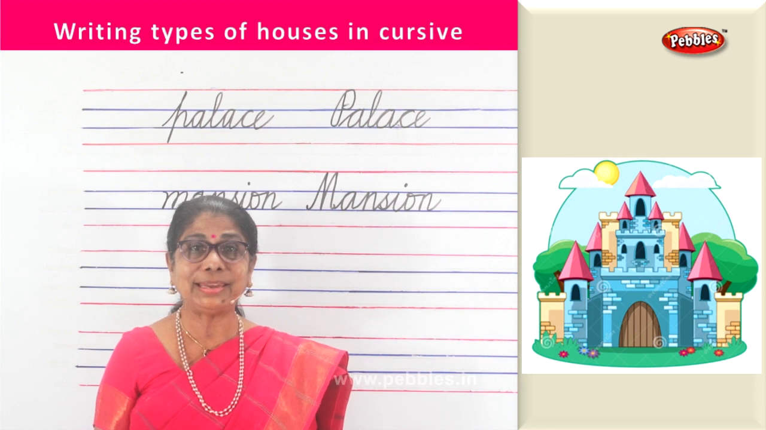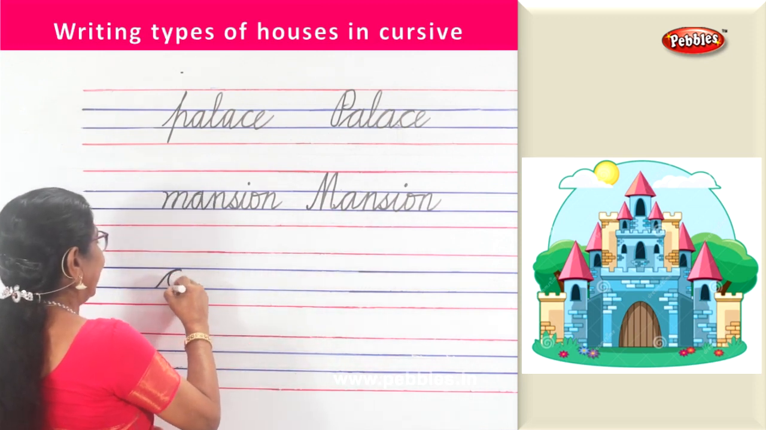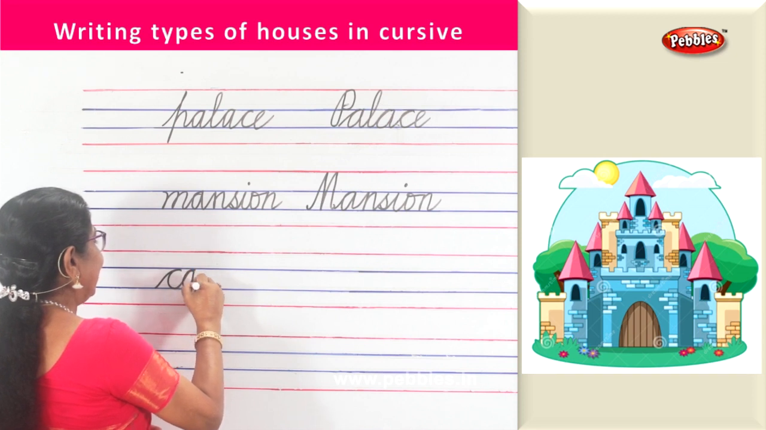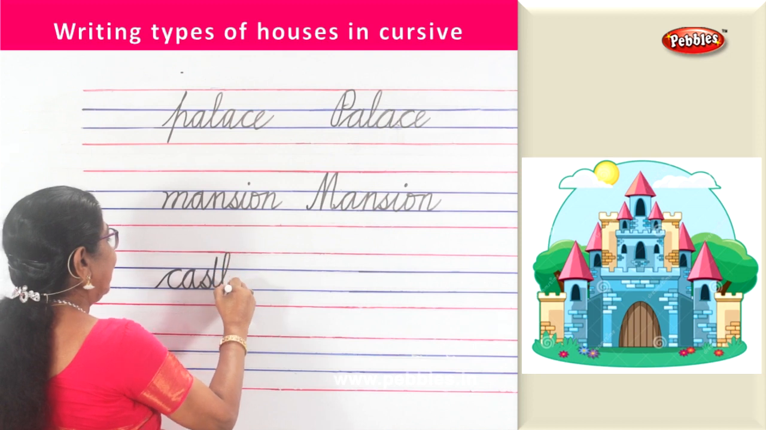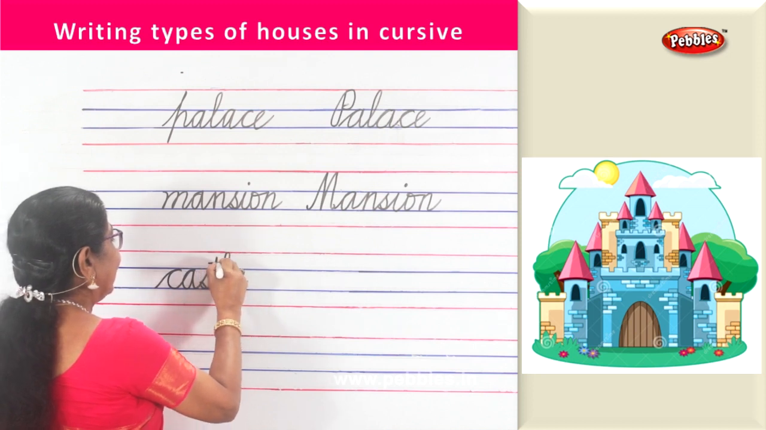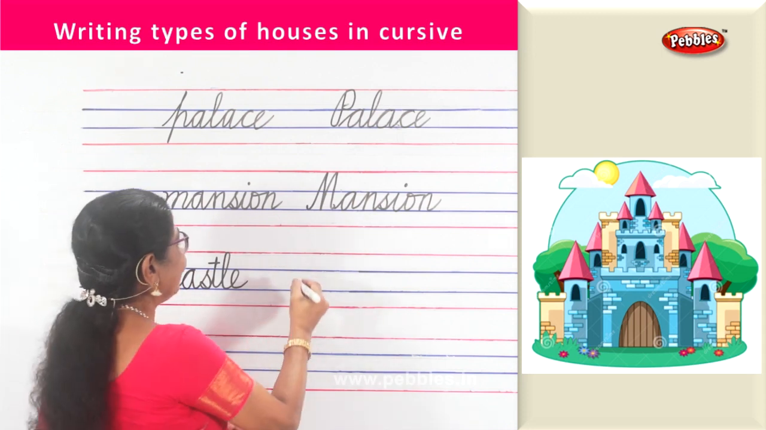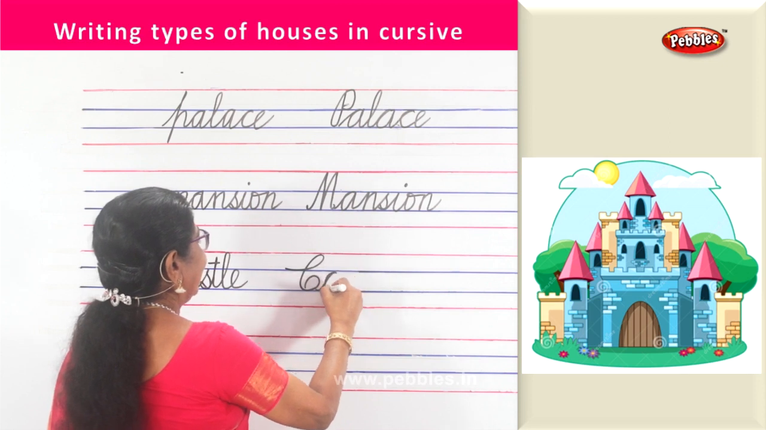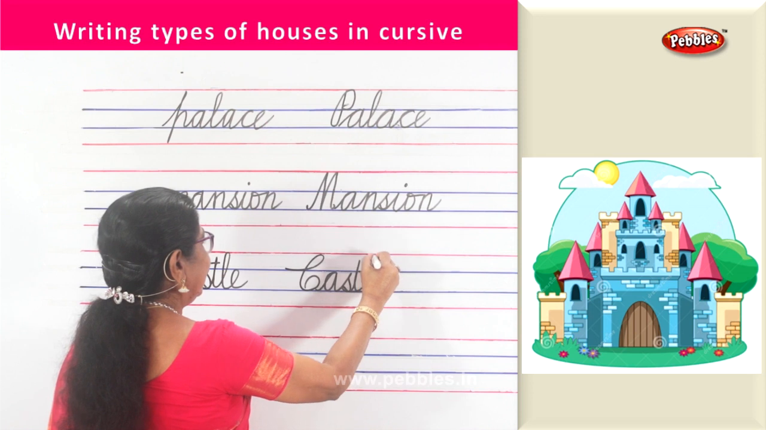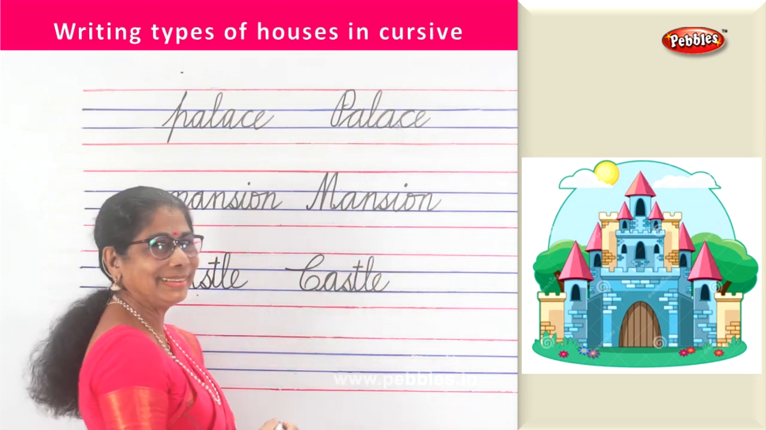Yes, let's write castle. C, A, S, T, L, E, castle. Let's write C capital. C, A, S, T, L, E, castle.